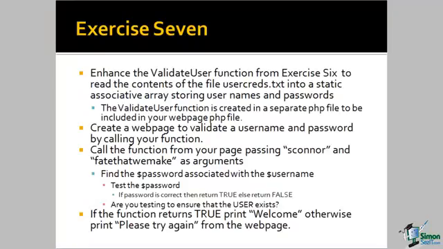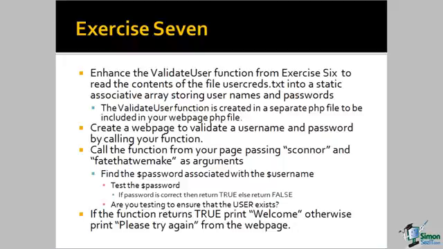In this exercise, we'd like you to enhance the validate user function from the previous exercise to read the contents of the file usercreds.txt. Read this data into a static associative array that will store usernames and passwords for the application. The validate user function should be in an external PHP file to be included into the application file. Then create a web page to validate a username and password by calling the function.